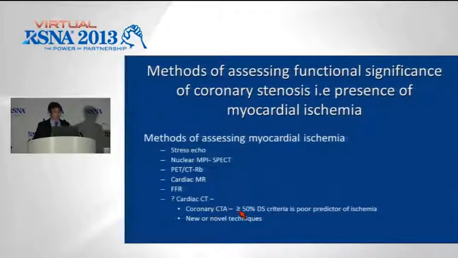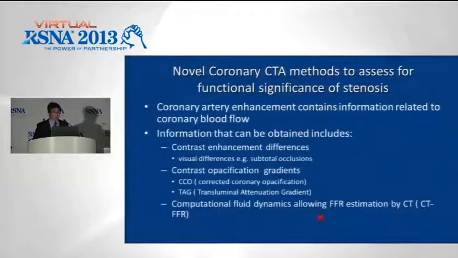So I've shown you that more than 50% stenosis is a poor predictor of ischemia, but there are new or novel techniques available. And I'm just going to talk about them briefly. Because coronary artery enhancement contains information related to coronary flow, this information that can be obtained includes contrast enhancement differences, which you can see visually.